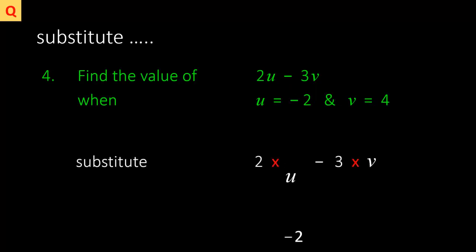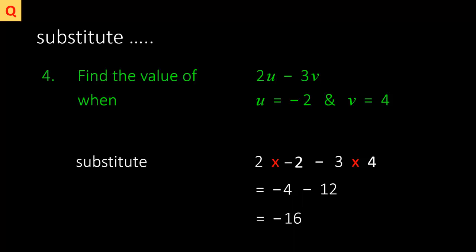Let's change U for -2 and V for 4. Now let's take it easy. Let's just do one bit at a time. 2 times -2, well, that's -4. And then we've got minus 3 times 4, so it's minus 3 fours is 12. Now -4 minus 12 is -16.